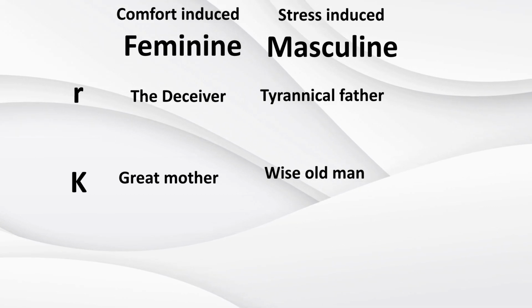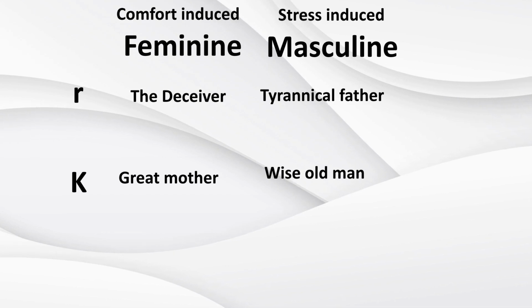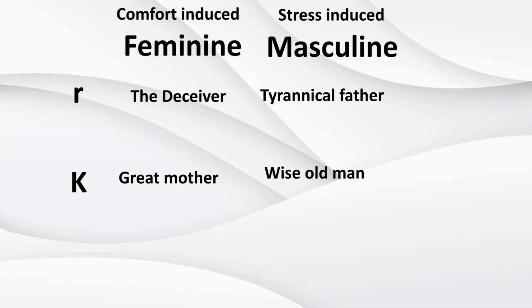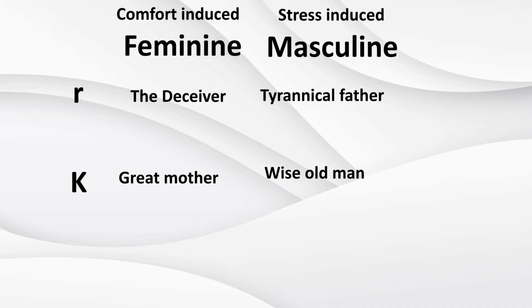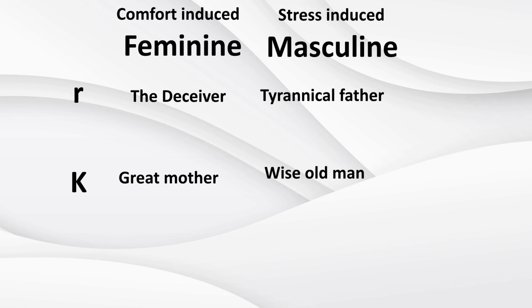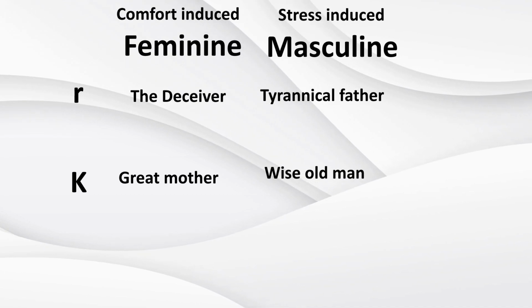So stable, comfortable environments produce feminine K strategists. Environments with chaotic levels of comfort produce feminine R strategists. And environments that are stressful yet stable create masculine K strategists. And environments that have spikes in stress cause masculine R strategists.